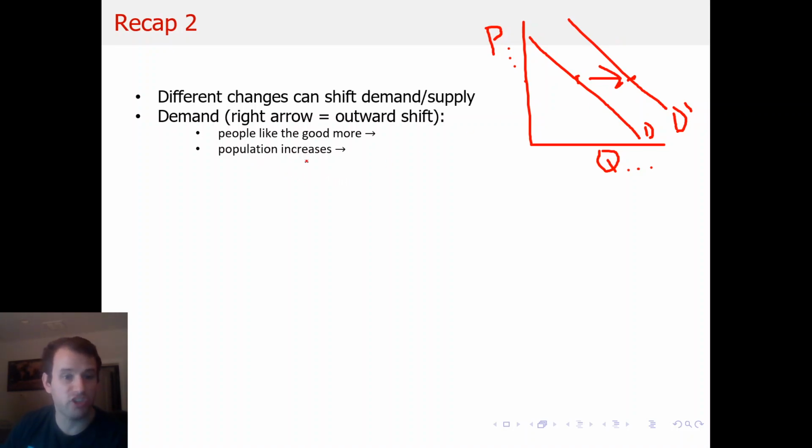If the population increases, there are more people to consume the good. If there are more people consuming the good, for every price you should expect demand to increase. So that'll be another rightward shift. If the price of a complement goes down, so if the price of bread or a roll goes down, I would consume more hot dogs because it costs less essentially to make a decent hot dog with a roll. If the price of ketchup goes down, I would consume more hot dogs because it costs less.